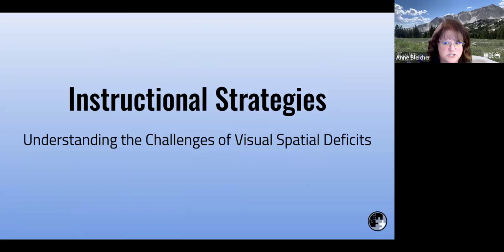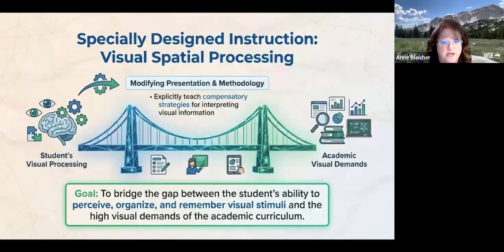In terms of instructional strategies, visual spatial needs require explicit strategies that clarify visual information and support organization. There are quite a few examples of these in the slide deck, and I tried to span those across multiple grades. The strategies that you're teaching students are designed to reduce visual confusion while maintaining academic expectations. So you really are providing a bridge between what their processing deficit is and what the academic visual demands are.